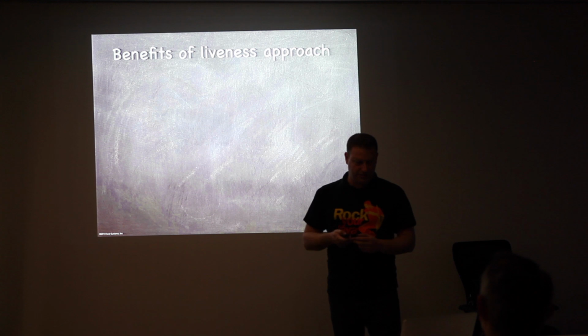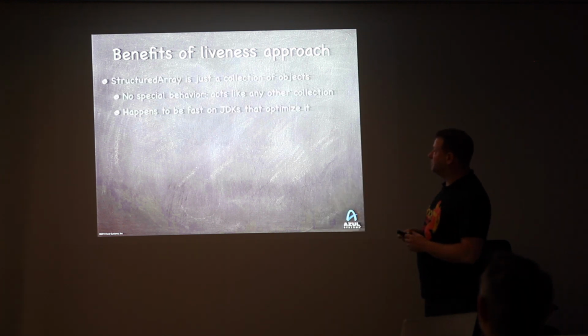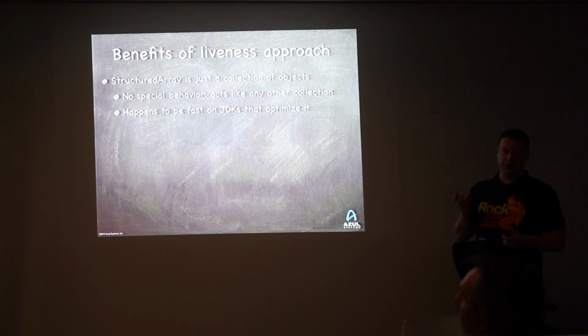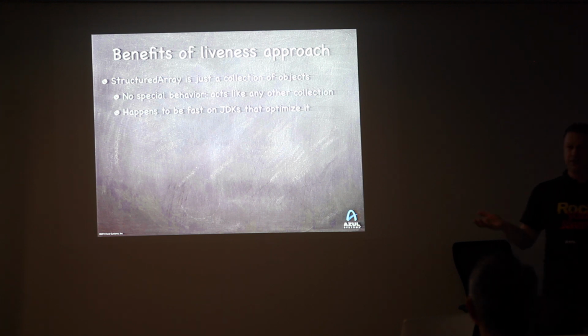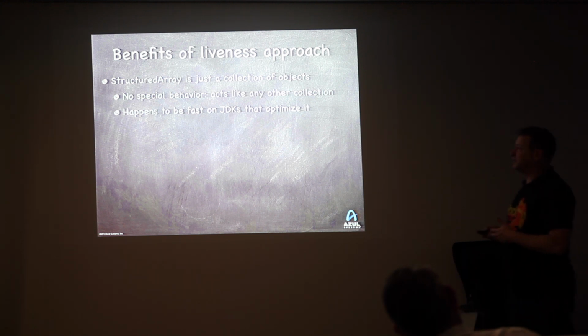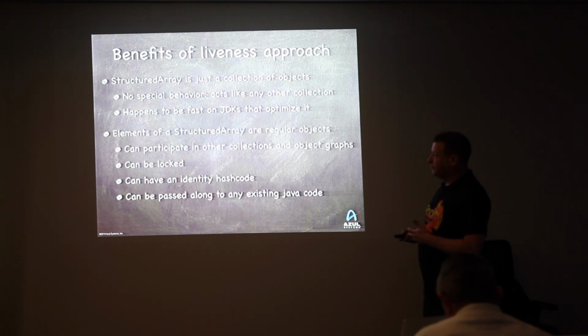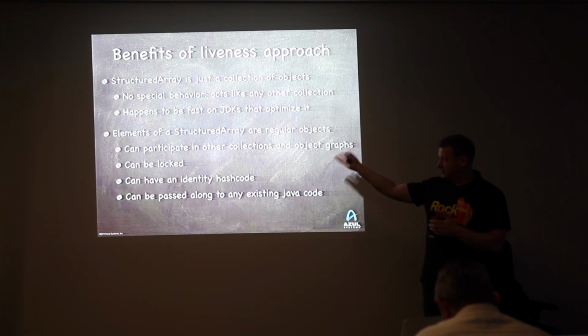So the benefits of this is, well, what's wrong with the clicker here? So it's just a collection of objects. There is no special behavior. There's nothing to teach you guys. If you saw the code, you saw the elements, you know how it behaves, right? It acts like any collection. It happens to be fast. Elements of structured arrays are regular objects. I said they can participate, they can be locked.